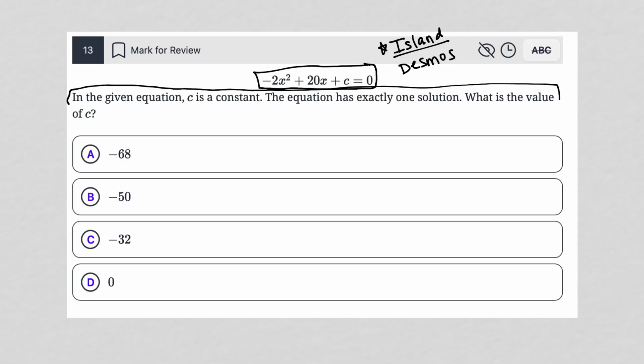So it says, in the given equation, c is a constant. The equation has exactly one solution. What is the value of c? And then we have all these options, right? So I want to start off by just using plug-in answers, right? Because there's no need to just slide c's value to random points. I have these four exact values to try out, so I'm going to try out each one of them.